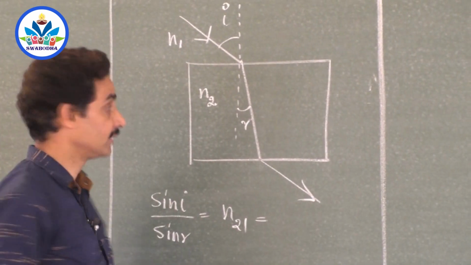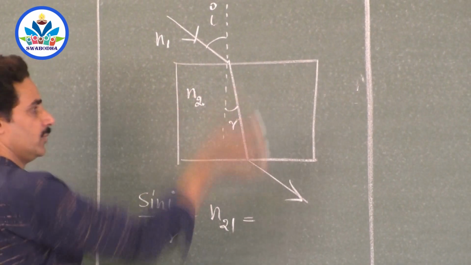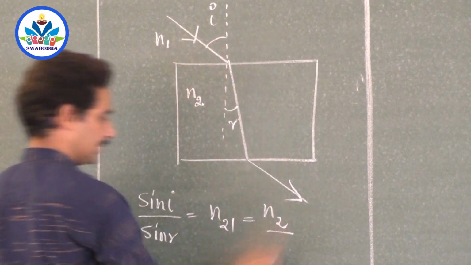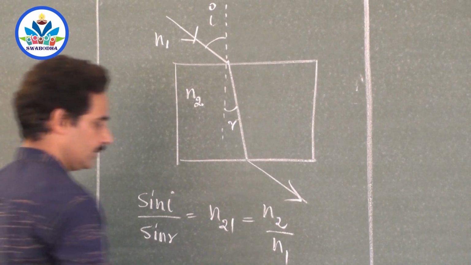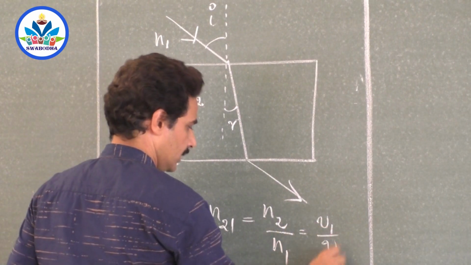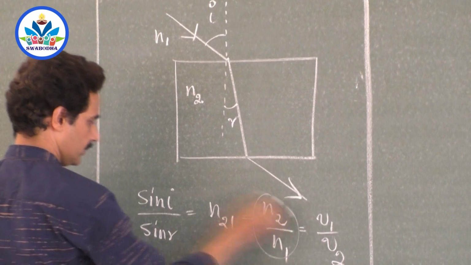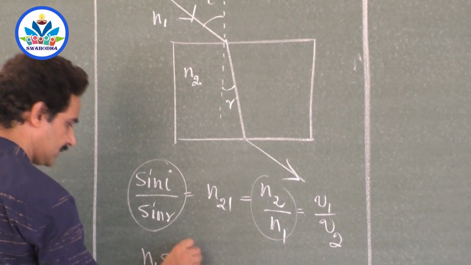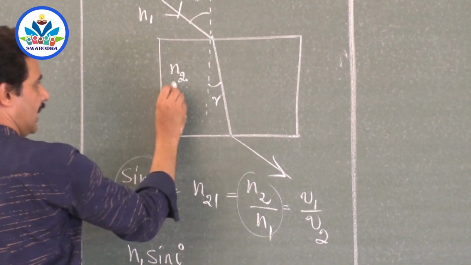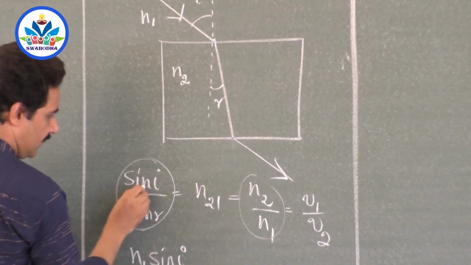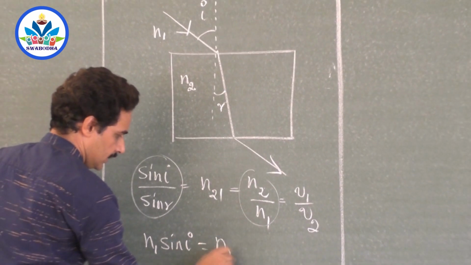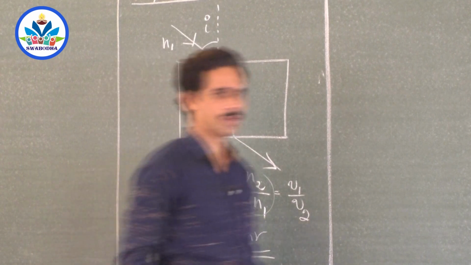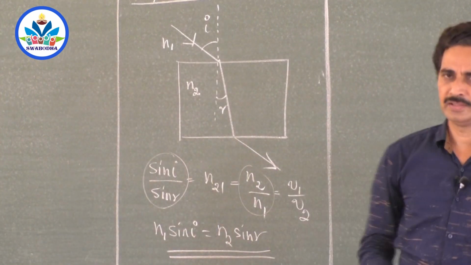They are different media. If you keep this medium with respect to the other, then N2 is the refractive index, and if you keep the other medium as reference, then N1, and this is also equal to V1 by V2. Now you cross multiply these two, what do you get? That is called the general law, that is also Snell's law: refractive index into sine of the angle, N1 sin I is equal to N2 sin R. So this is the formula which we are going to use again and again in the future.